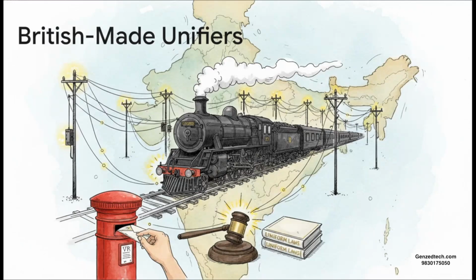So what were these tools? Well, you had a single legal system for pretty much everyone, which was new, and then you had these incredible technologies, railways that crisscrossed the entire country, telegraph lines that allowed for instant communication, and a postal system that let ideas travel far and wide.